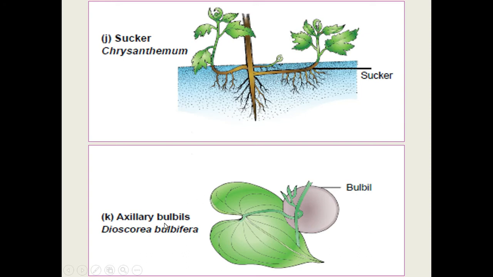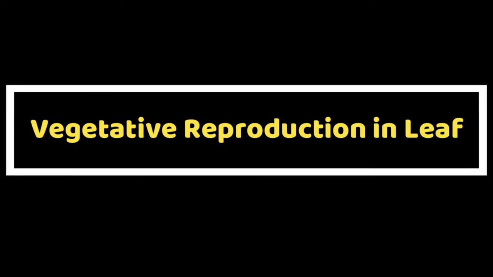Next, axillary bulbils. It is Dioscorea bulbifera. In some plants like Dioscorea bulbifera, it produces bulb-like structures which give a new individual after detaching from the parent plant. Next, vegetative reproduction in leaves.